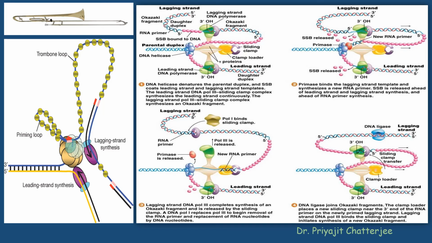A DNA polymerase 1 replaces the DNA polymerase 3 to begin removal of the RNA primer and replacement of RNA nucleotides by DNA nucleotides. The fourth point, DNA ligase joins the Okazaki fragments. The clamp loader places a new sliding clamp near the 3' end of the RNA primer on the newly primed lagging strand. Lagging strand DNA polymerase 3 binds the sliding clamp and initiates the synthesis of a new Okazaki fragment. This is all about the trombone model for DNA synthesis, the elongation process of DNA replication.